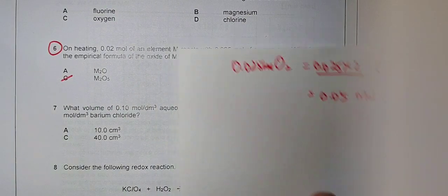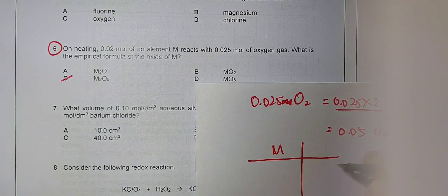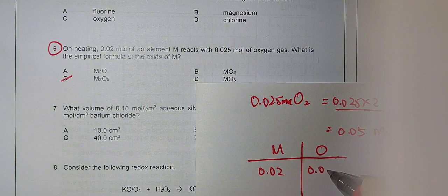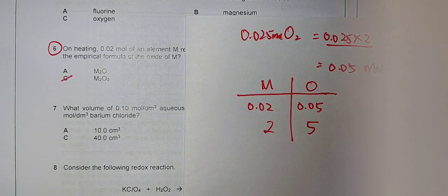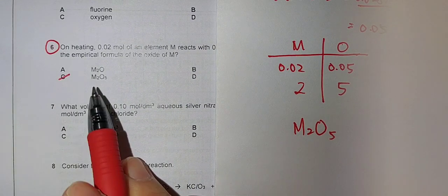And so you have M, okay, empirical formula, the table. So 0.02, and this will be 0.05. So which means 2 mole of M combines with 5 mole of oxygen. So you have M2O5. That's why the answer is C.